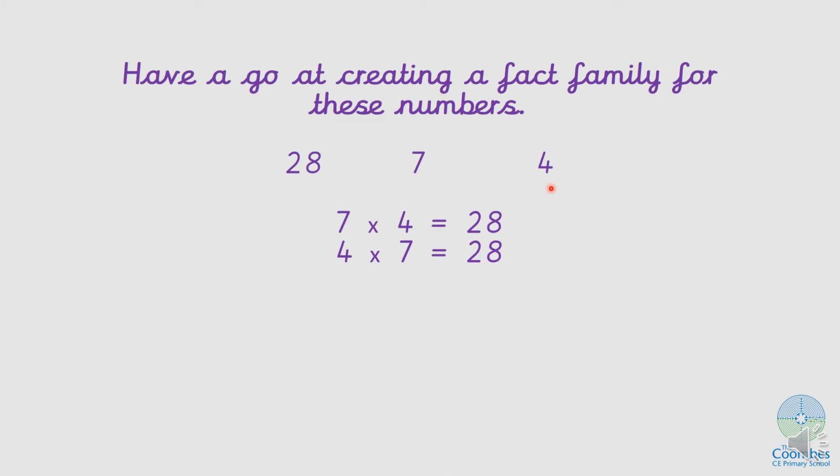Now for our divisions, where we use the biggest number first. 28 divided by 7 is 4, or 28 divided by 4 is 7. So for multiplication, the biggest number is after the equals, and for division, the biggest number is at the beginning of our sum. Well done if you got all 4 of those correct.